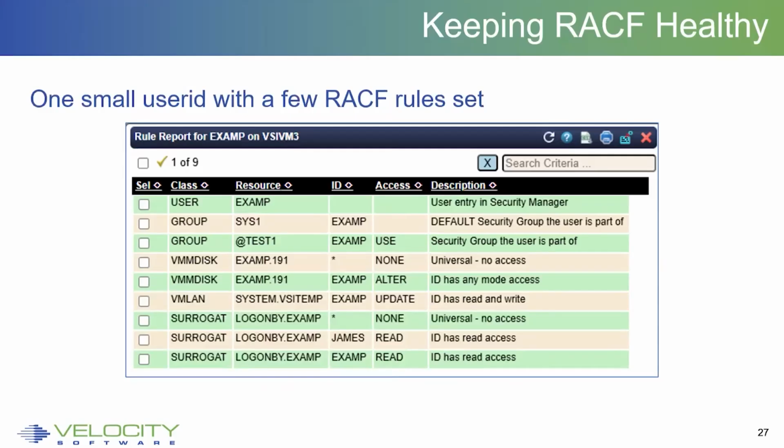So this is just one very simple example of a user ID with some RACF rules set up for different kinds of resources. In this list, it's listing out what RACF rules and profiles are set up that are based on this user ID or that affect this particular user ID. It's a user in RACF. It has two groups that are defined that it can use. It has a mini-disk profile set up. It has a vSwitch profile set up. It has logon by rules set for it.